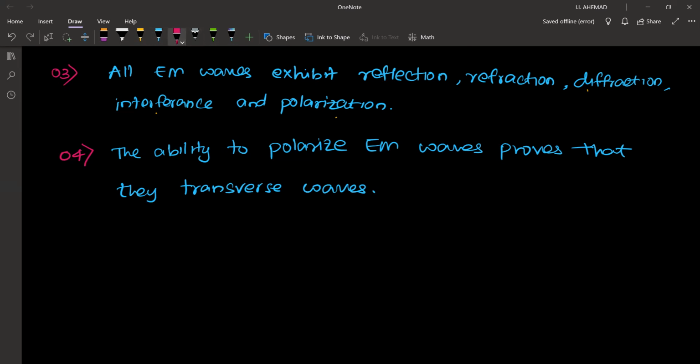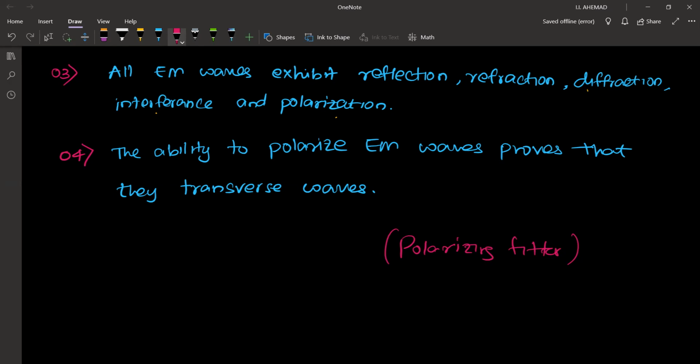So just search the internet for polarizing filter. Photographers all use this for cameras. So they will get only a certain plane. Then the image will have more clarity.